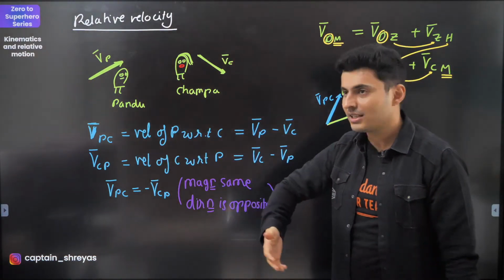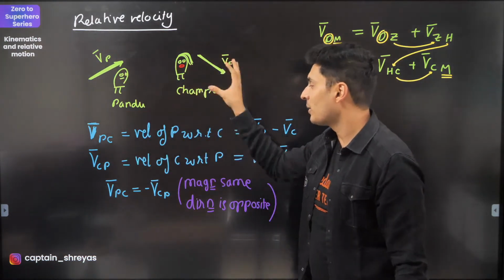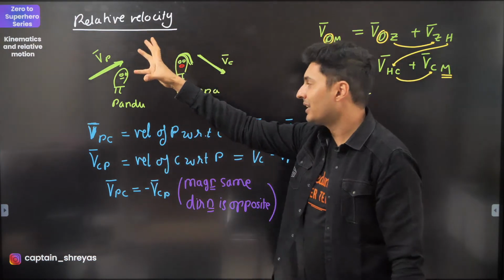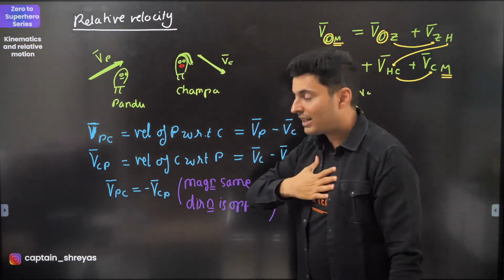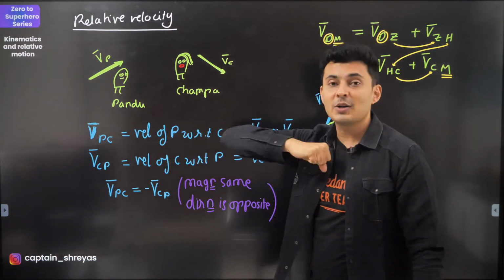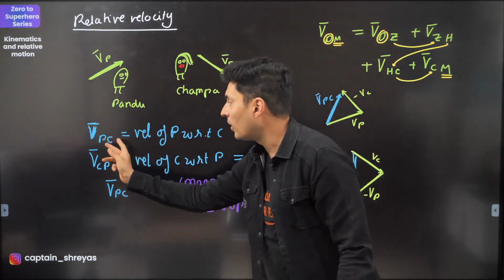Relative velocity. When I say relative velocity of P with respect to C, Pandu and Champa are moving, it means you are finding Pandu's velocity sitting on Champa. When I say velocity of Champa with respect to Pandu, it means I'm sitting on Pandu and seeing how Champa moves. That's how you order it.